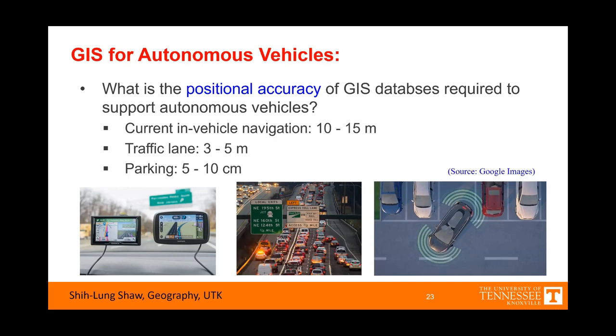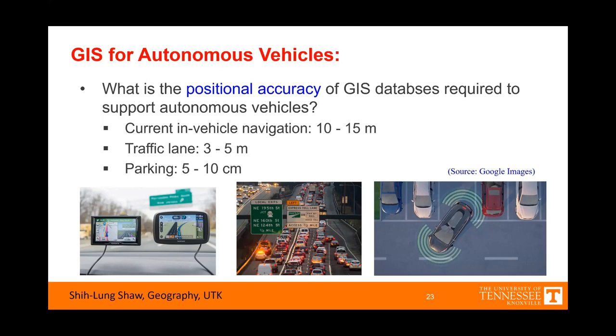Much, much higher, right? Okay, is it possible to build a global GIS database at a position accuracy of 5 to 10 centimeters? Is it feasible? Yeah, in terms of technology it is feasible, but it's going to be very expensive. Or even if we build a global database at that high positional accuracy level, how often can we update it?